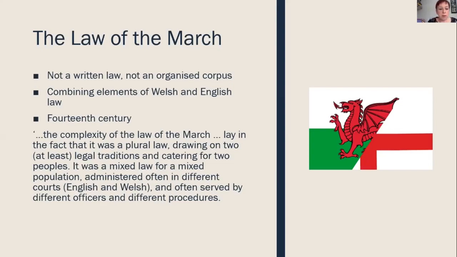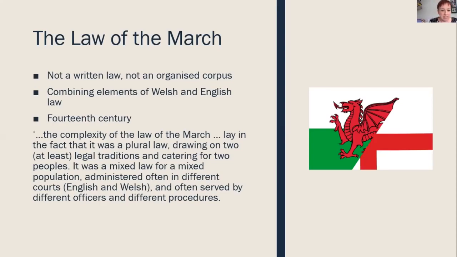But one big quotation, not from the Law of the March, from another study by Rhys Davies, is that the complexity of the Law of the March lay in the fact that it was a plural law, drawing on two, at least, legal traditions and catering for two peoples. It was a mixed law for a mixed population, administered often in different courts, English and Welsh, within the same lordship sometimes, and often served by different officers and different procedures. That's a very important quotation, which I'll be returning to on a regular basis. I'll be saying the same thing over and over indeed.